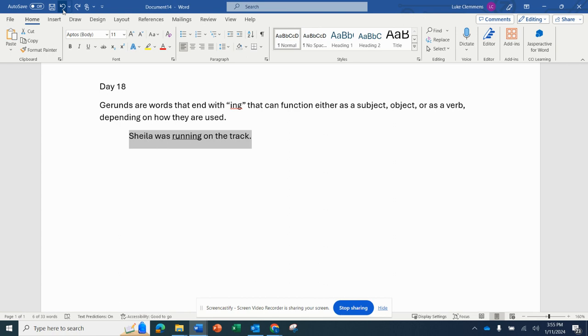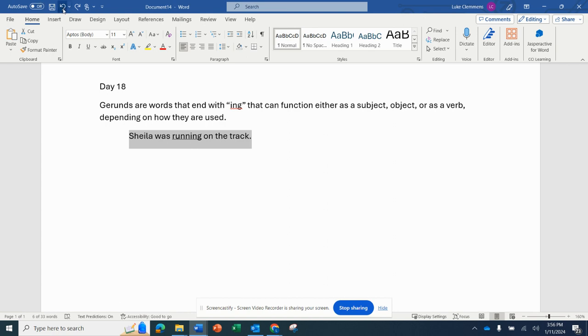So, Sheila was running on the track. For the sake of clarity, I'm just going to underline the gerunds in all of our examples here so that we can clearly see what we're talking about. So running is a gerund. What this means is this word running can function in all sorts of different ways. It could be a subject, it could be an object, it could be a verb. So we have to look at this sentence and ask ourselves, running, how is this functioning?